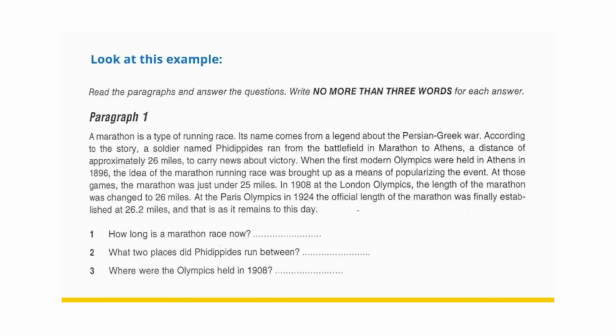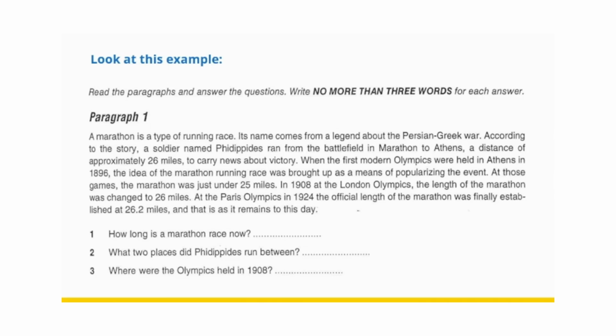Now let's take a look at our example about short answer questions. In this case, the IELTS exam is asking you to read the paragraphs and answer the questions. Also in the IELTS test, you are asked to write no more than 3 words for each answer. So make sure you read your question first before starting to read your paragraph or passage. If you take a look at question number 1, you have a question beginning with how long: how long is a marathon race now? How long represents a number. So we'll be looking for a specific number.